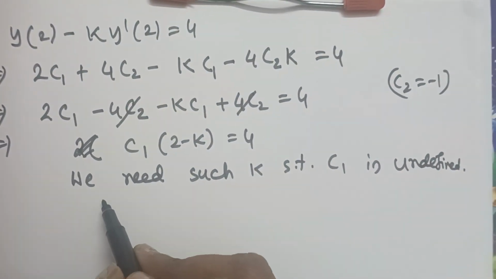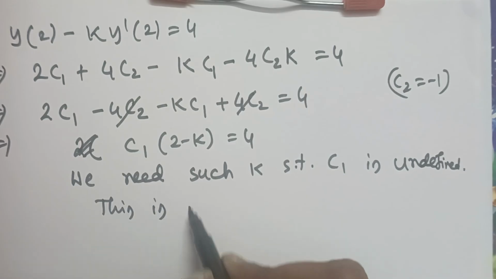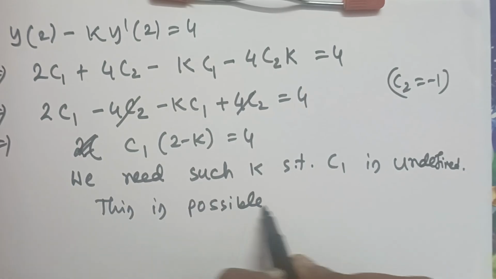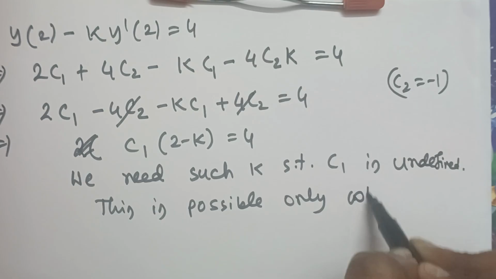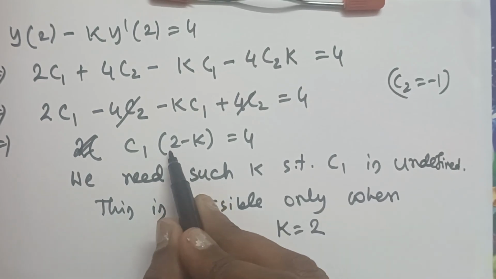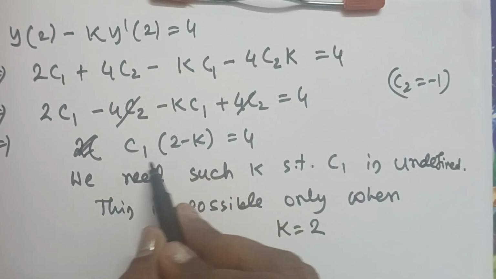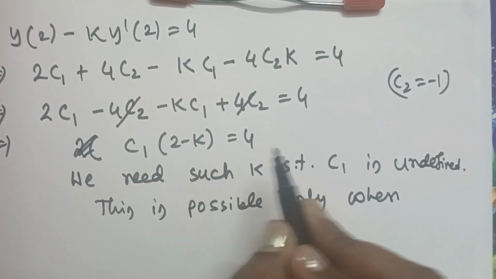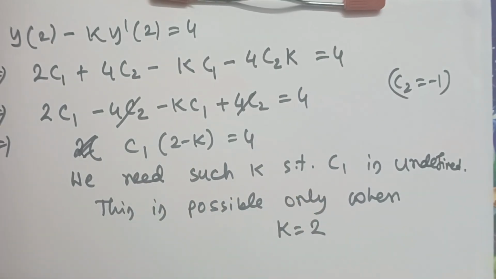And this is possible only when k equal to 2. Why? Because if k equal to 2, then the LHS will be 0, but the RHS is 4. So then we can say c1 is undetermined. And then the final answer is k equal to 2.